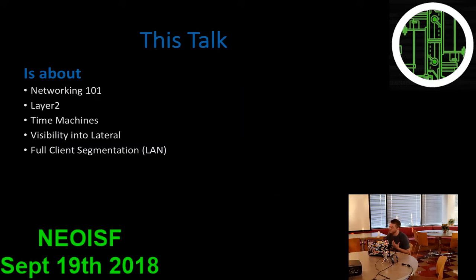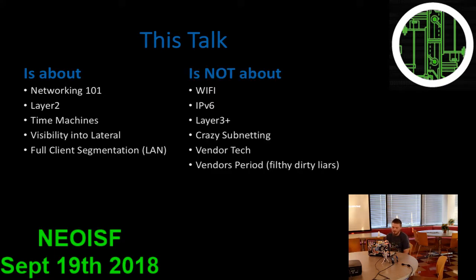So it's basically networking 101, right? We deal a little bit with layer 2, some time machines because it's really old technology, but what we want is visibility into lateral movement and essentially full client segmentation on a LAN, right? Which sounds really simplistic and easy, but it's not, right? So we're not going to talk about Wi-Fi. I'm not going to talk about IPv6. I'm not really going to talk about anything sort of above layer 3, right? We'll talk about IP addressing, but essentially no crazy subnetting is going to be involved here, and no vendors at all. I actually was originally going to work with some vendors for this, and it didn't work out.